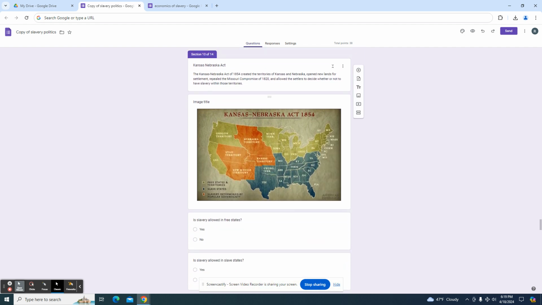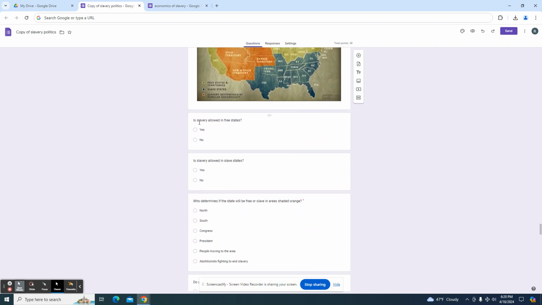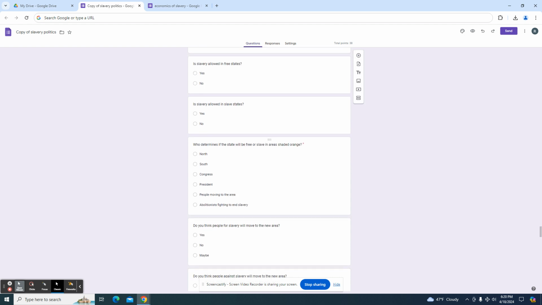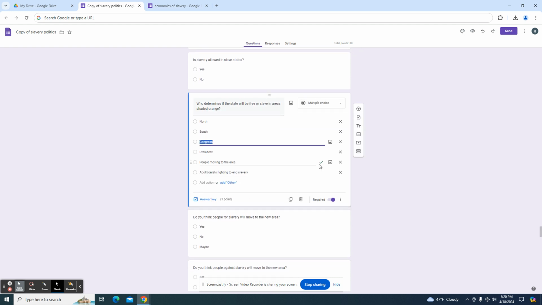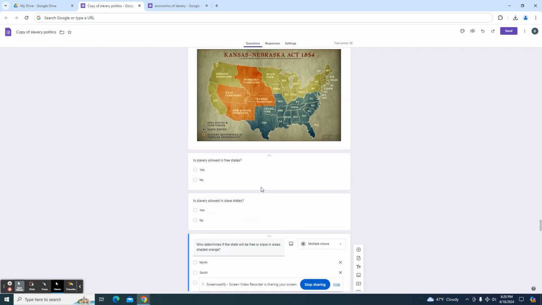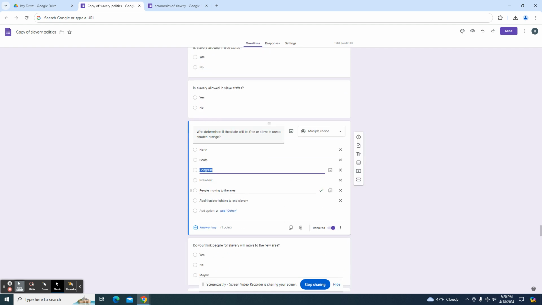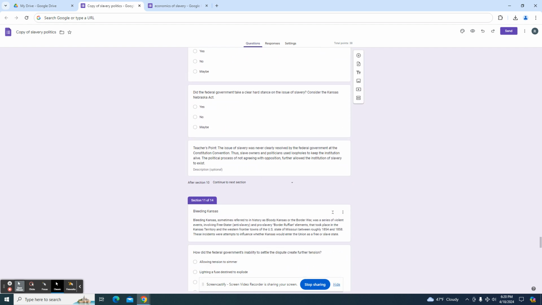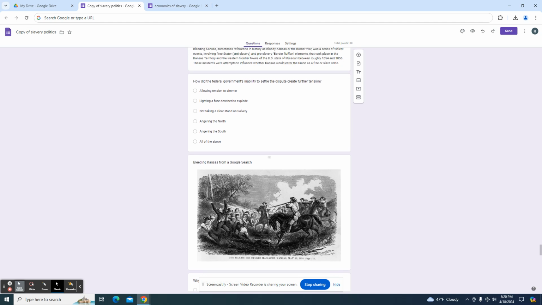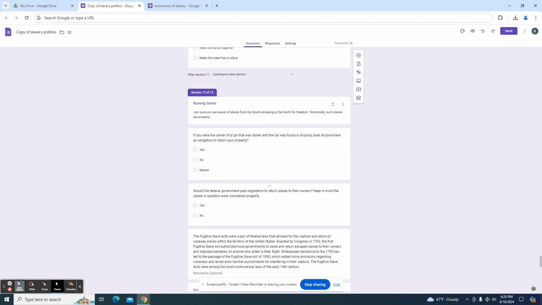We move on to the Kansas-Nebraska Act. Same question: is slavery allowed in the free state? Is it allowed in slave states? Who determines if the state will be free or not? And then it's about the people moving there, because again, this is the Kansas-Nebraska Act, which is eventually going to lead to Bleeding Kansas. I have an image from Bleeding Kansas.